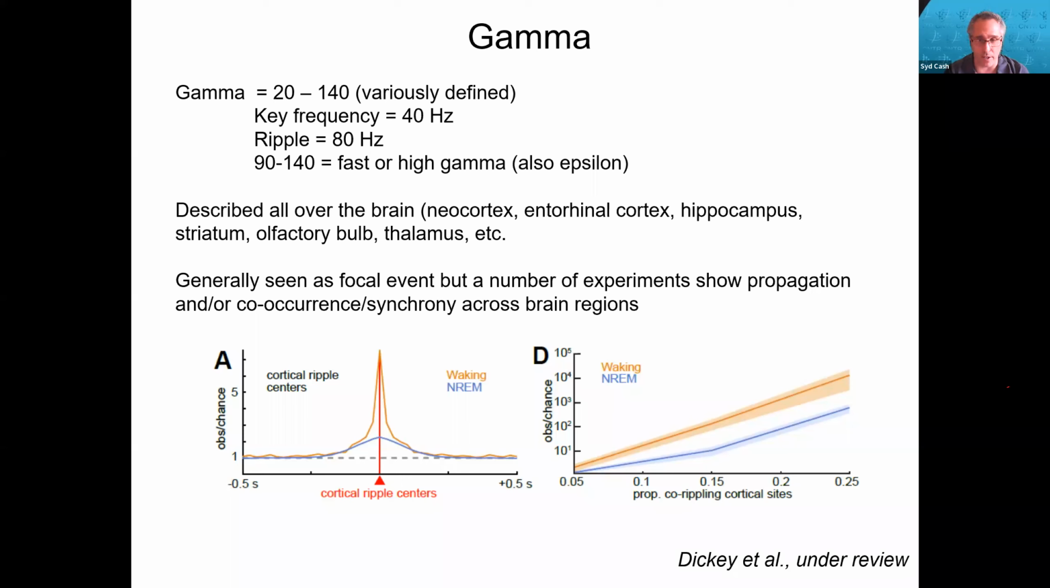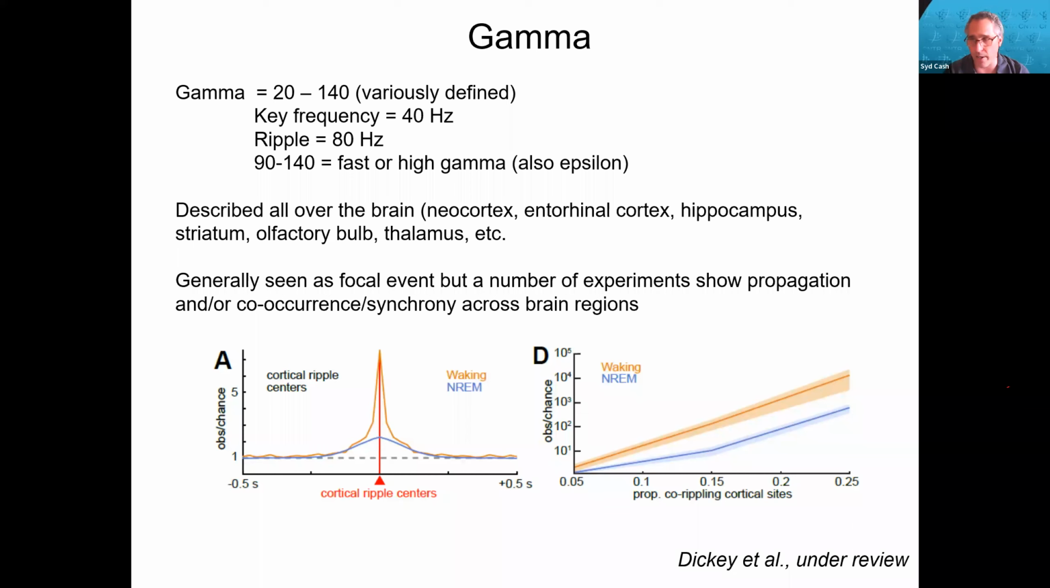Again, we could spend a couple more of these sessions just talking about gamma. It's a fascinating rhythm. It's been described all over the brain, neocortex, entorhinal cortex, down the hippocampus and the thalamus, et cetera. It is generally seen or thought of as a focal event, but there's, again, as I try and break the rules, a number of experiments showing that it can propagate and it can co-occur or be synchronous.